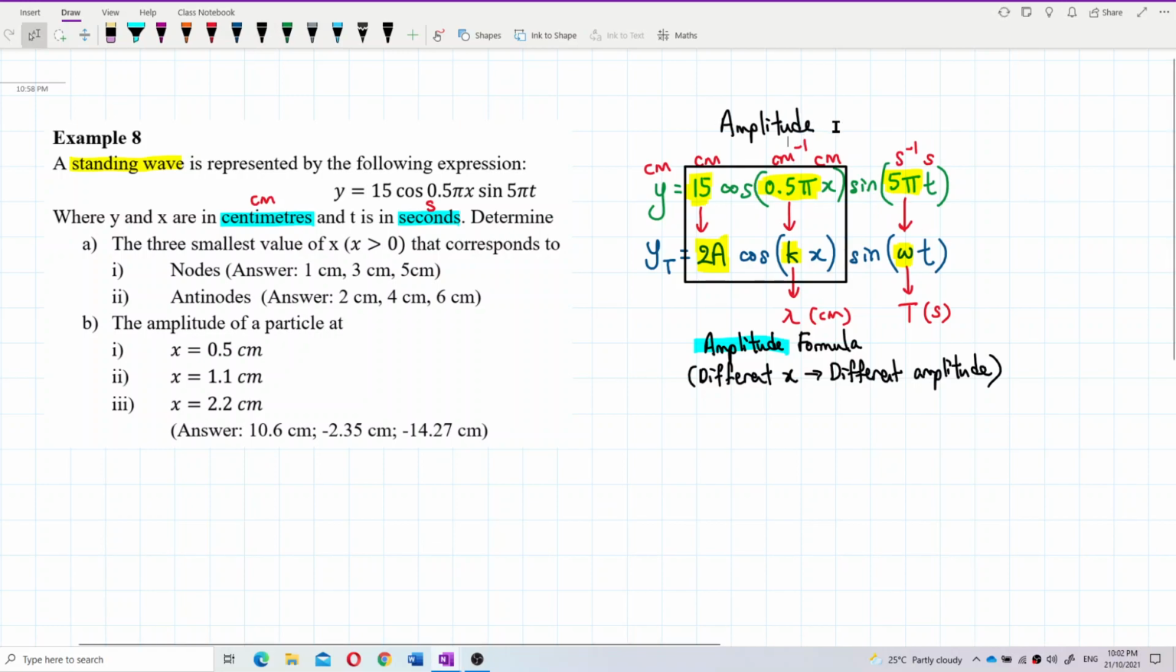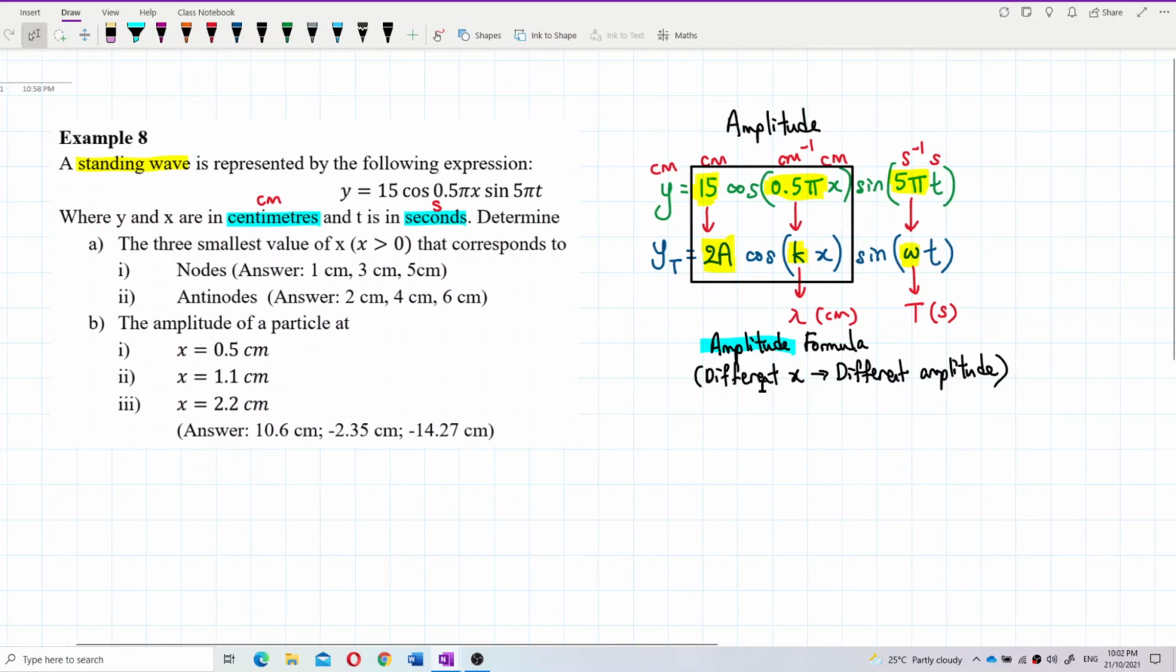And the amplitude value is different by x. Different x will have different amplitude. Different position will have different amplitude. Different particle has different amplitude. Okay? This is the first thing you must know.